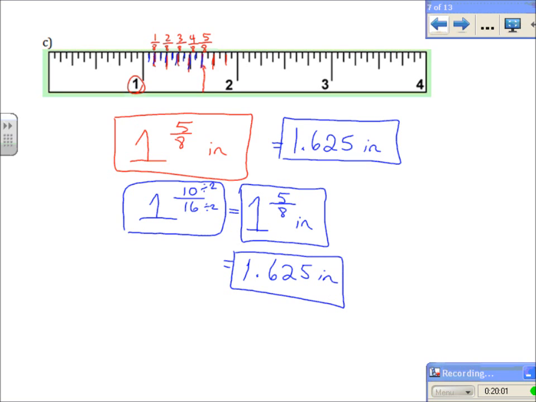All right, so if you prefer to express it as a decimal, you're simply just going to divide the number on the top of your fraction by the number in the bottom of your fraction, okay, to get the decimal places.